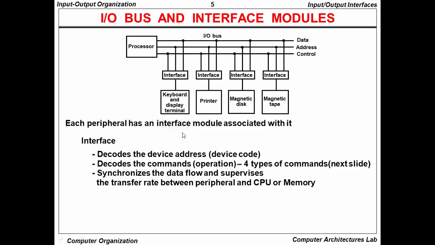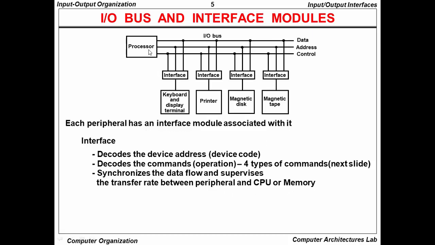Each peripheral has an interface module associated with it. So what does the interface do? It decodes the device address, then decodes the command, for which we'll see 4 types of basic commands, then synchronizes the data flow and supervises the data transfer rate between the peripheral and CPU devices.